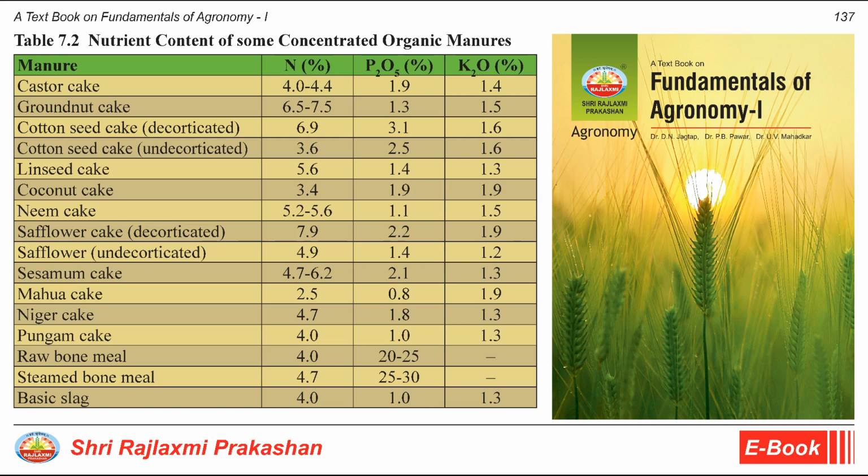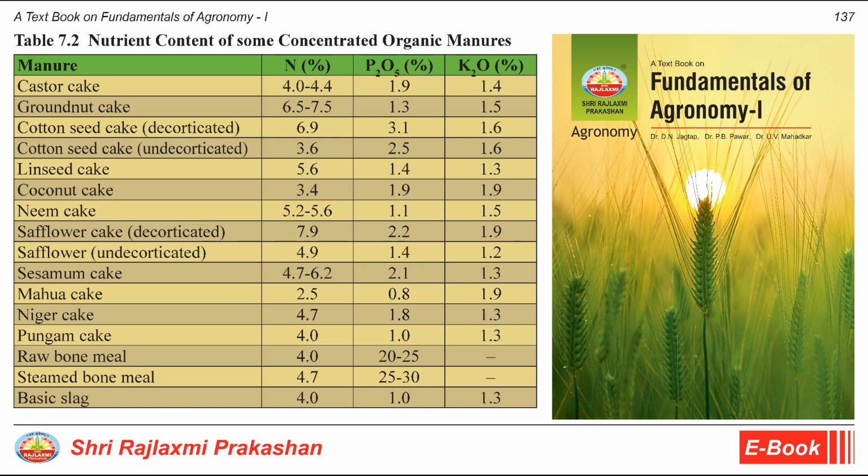Manure number 6, coconut cake. Percentage composition of N 3.4%, P2O5 1.9%, K2O 1.9%. Manure number 7, neem cake. Percentage composition of N 5.2 to 5.6%, P2O5 1.1%, K2O 1.5%. Manure number 8, safflower cake, decorticated. Percentage composition of N 7.9%, P2O5 2.2%, K2O 1.9%.